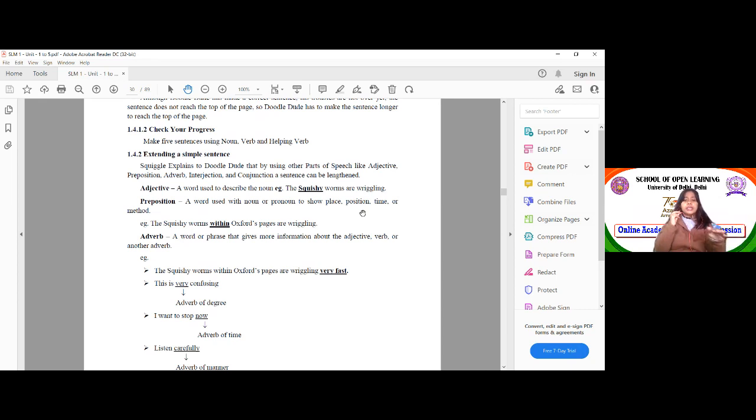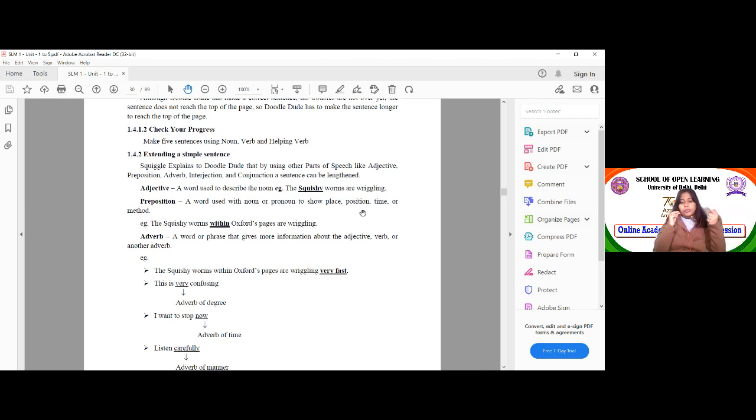Like I said, the ball is above the table. So you are describing the position of the ball. I am at the door. You are describing your position. She came after dinner. You are describing the time, after dinner. When did it happen? It happened after dinner. So look at the example, the squishy worms within Oxford pages are wriggling. So it is inside. It is describing the place. Where are the squishy worms? The squishy worms are within the pages of the Oxford dictionary.